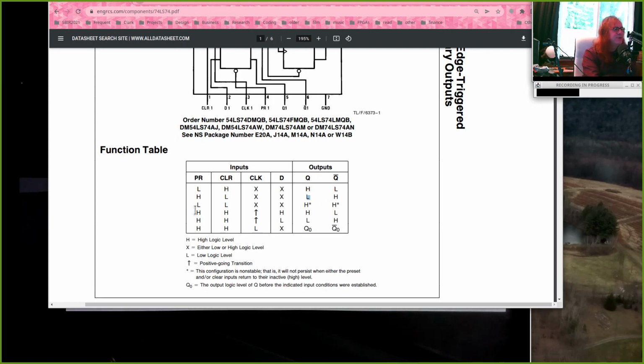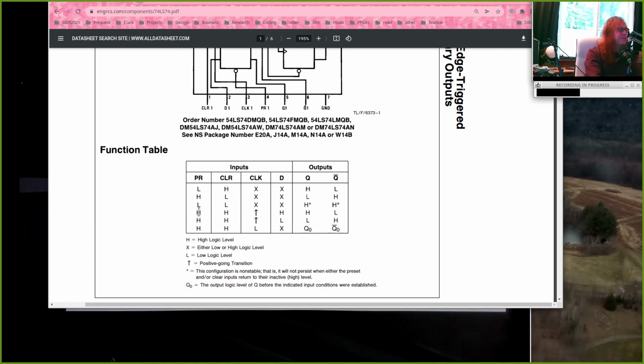If you happen to pull both preset and clear low, which is kind of a weird thing to do, it's like two people shouting at you at once, and one person is saying, write a zero on the board, and the other person is saying, write a one on the board. What are you going to do? Are you going to write a zero or a one? Well, it does a funny thing in this case. Both outputs, the Q and the Q bar, go high, but with a little footnote here. And the footnote says this configuration is non-stable. So you're telling this thing to do two different things that are in conflict with one another. So we don't usually want to have both of these inputs low.